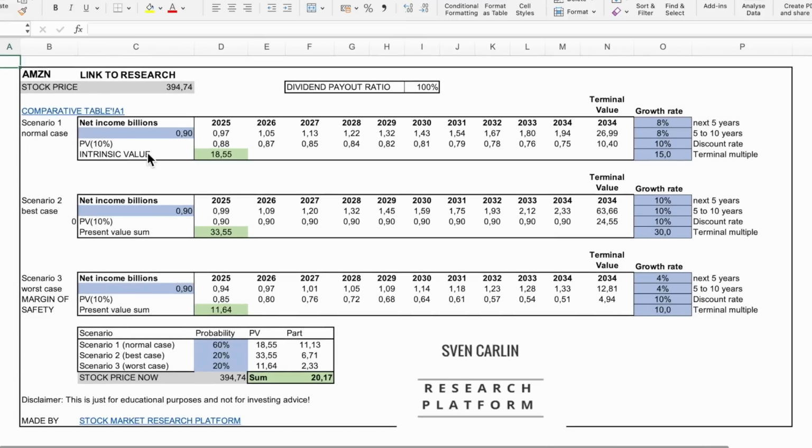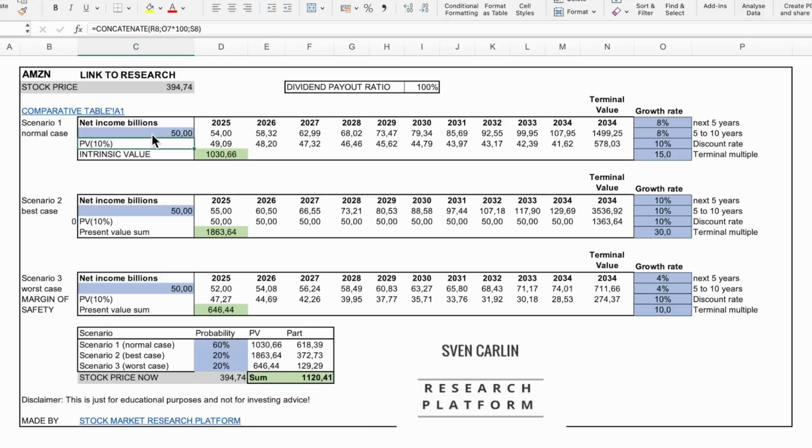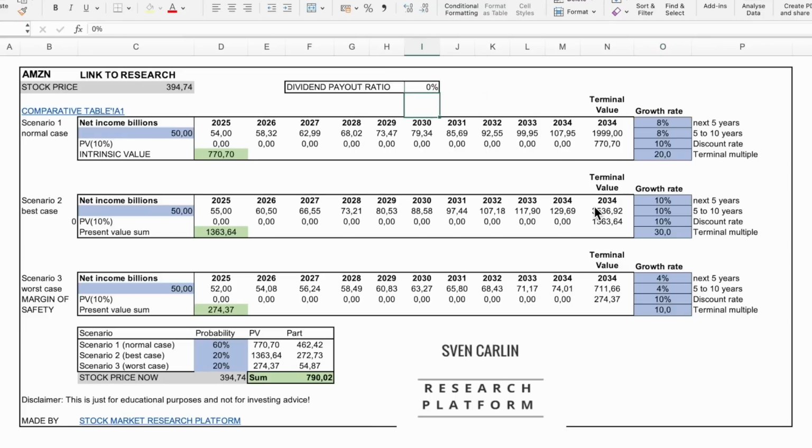We go to Amazon, and now the key thing here is let's put the right net income in billions, 50, growth rate 8%, discount rate, and then terminal multiple. Okay, if Amazon keeps on growing, let's put 20. So 20 for the business.